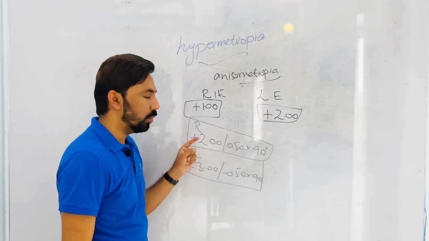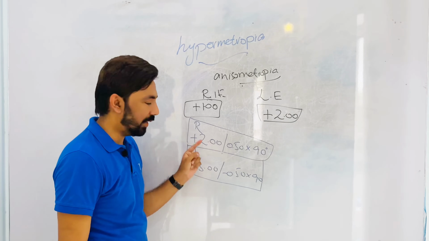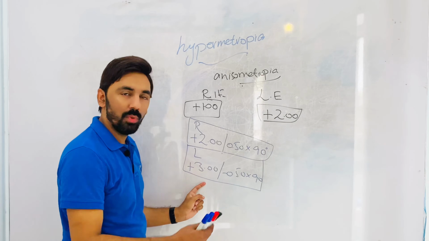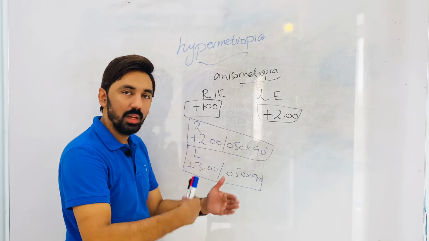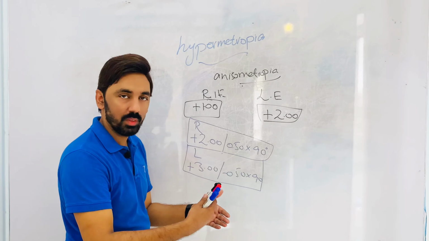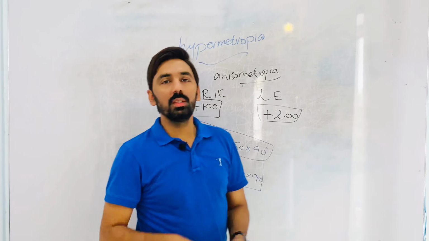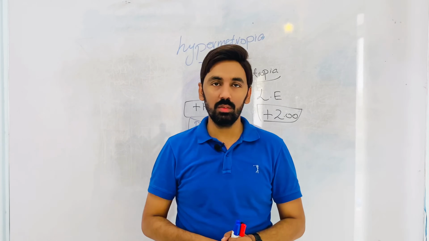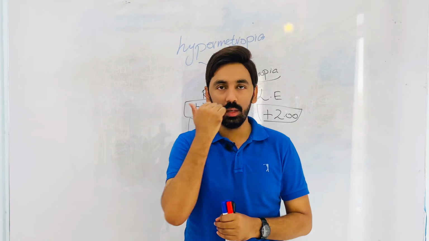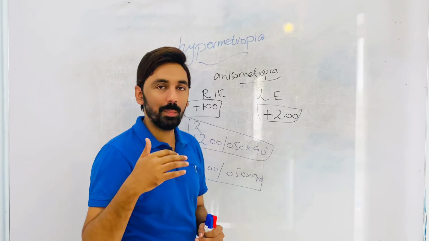Suppose it is plus 2, go for 1.5 or 1 in the right eye, and in the left eye it is plus 3, go for 2.5 or 2. And you will increase the power gradually and progressively, right? Because the brain will take time to inhibit his habit of increasing accommodation, right? It will go away with the passage of time.